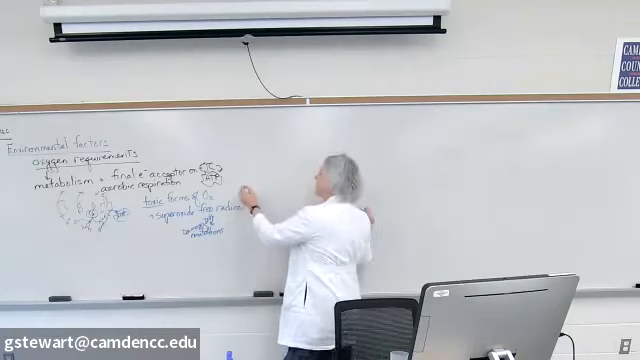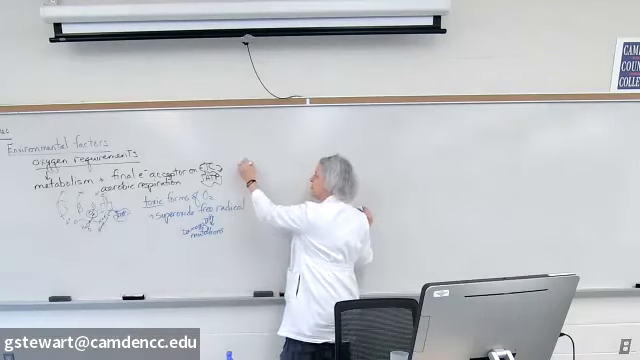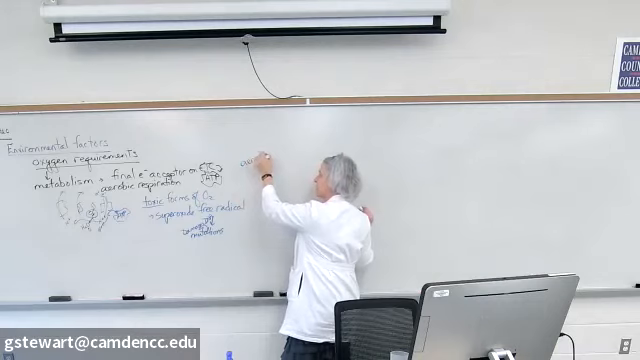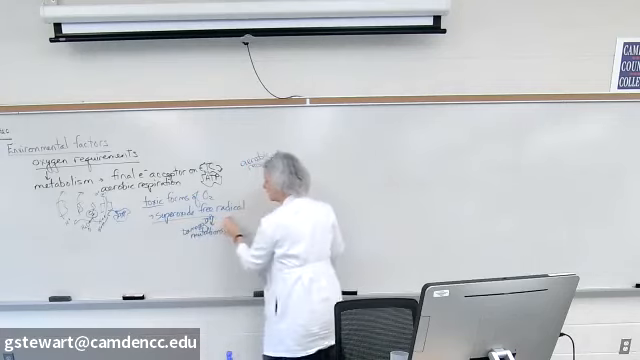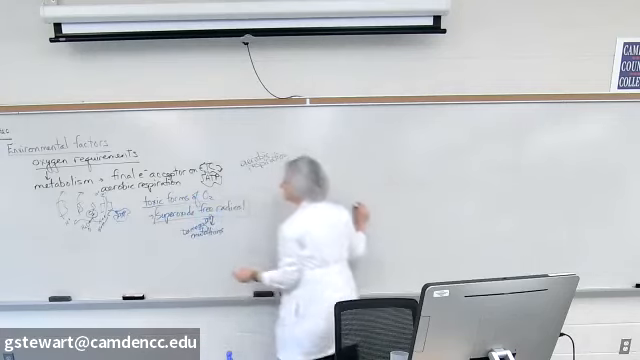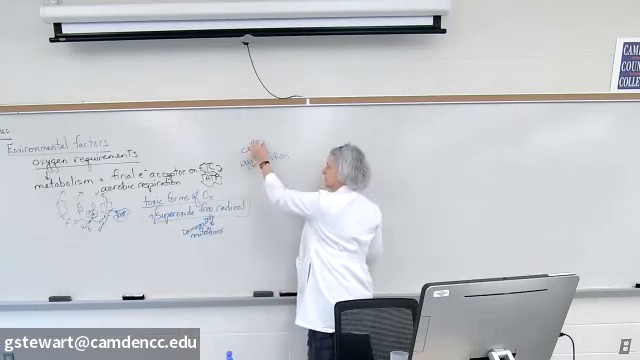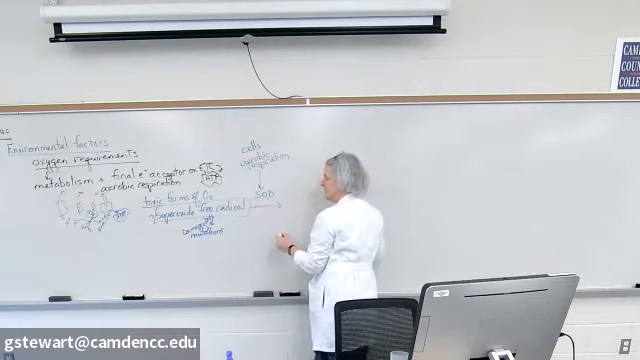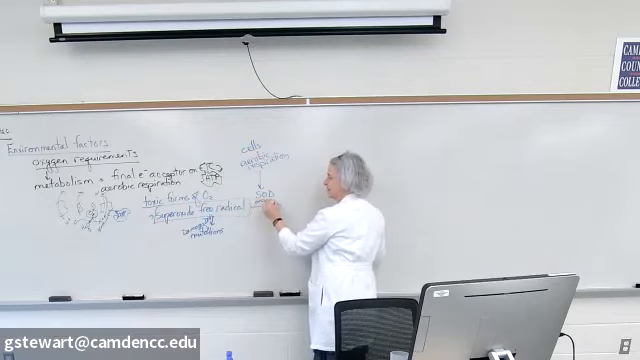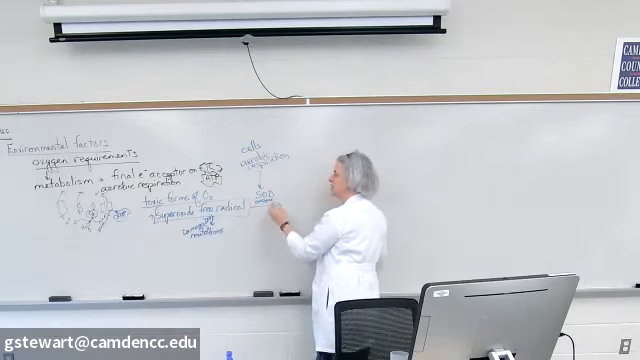Now, cells that use oxygen or use aerobic respiration have a mechanism to get rid of this superoxide free radical. They have an enzyme, it's called SOD. What SOD does is it turns superoxide free radicals into hydrogen peroxide.